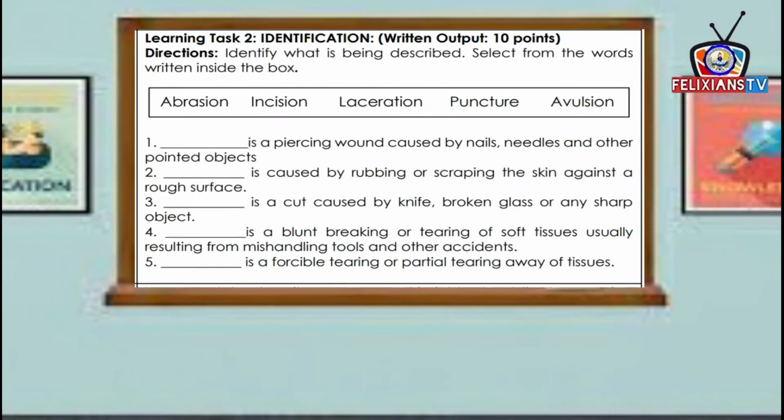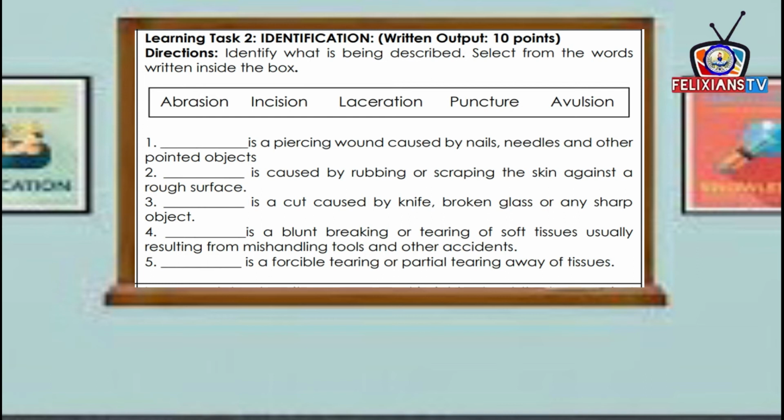Let us see if you really understand our lesson. Learning task 2, identification. Directions: identify what is being described. Select from the words written in the box: abrasion, incision, laceration, puncture, avulsion.